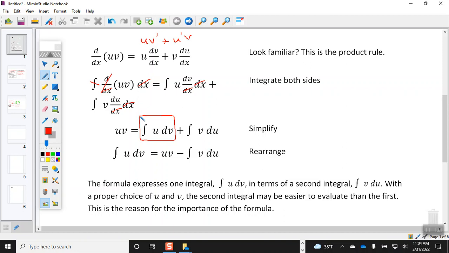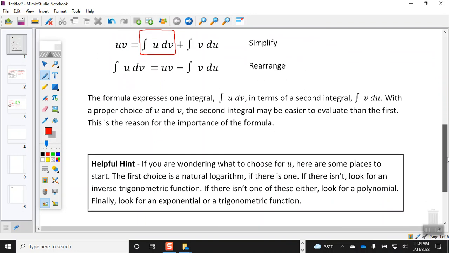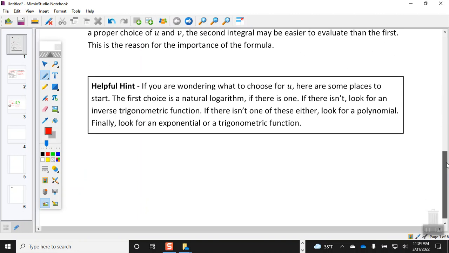So the formula expresses one integral, u dv, in terms of a second integral, v du, with a proper choice of u and v. The second integral may be easier to evaluate than the first. This is the reason for the importance of the formula, okay? So here's a helpful hint for you guys, and we'll come back to this in a second.